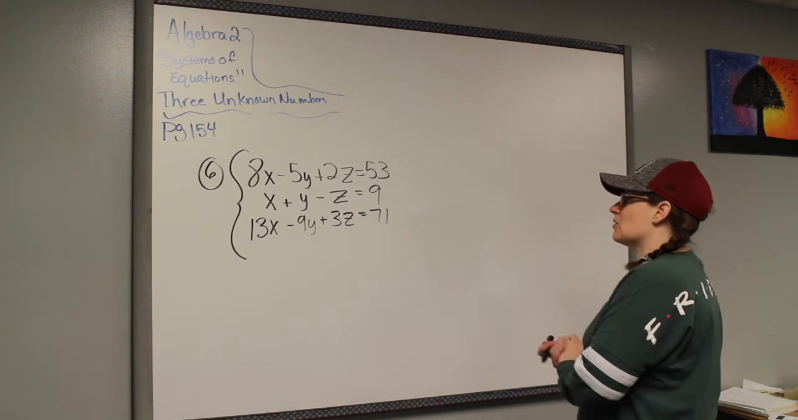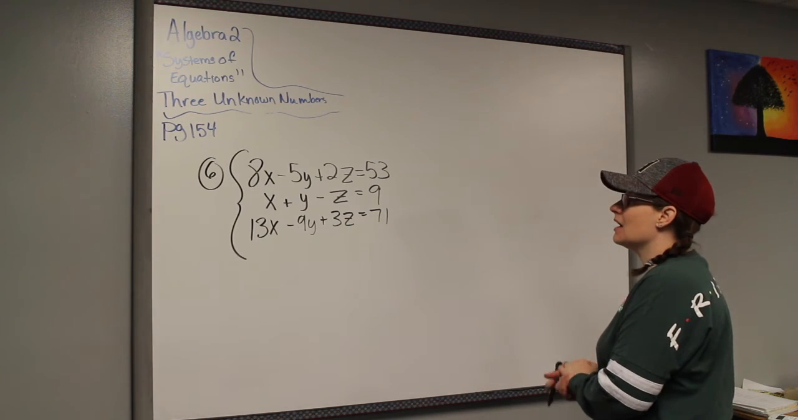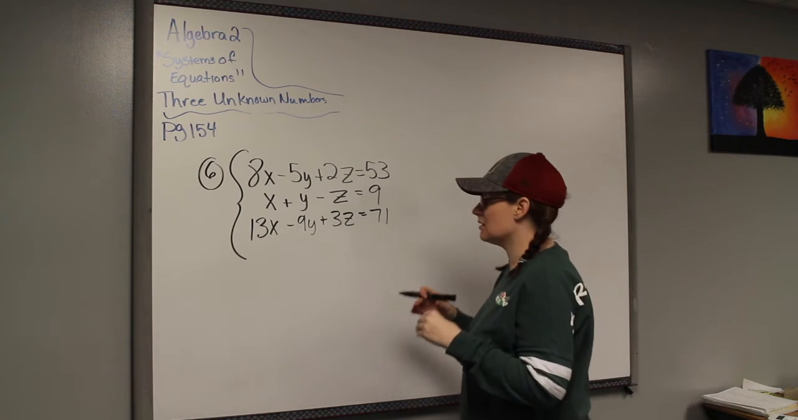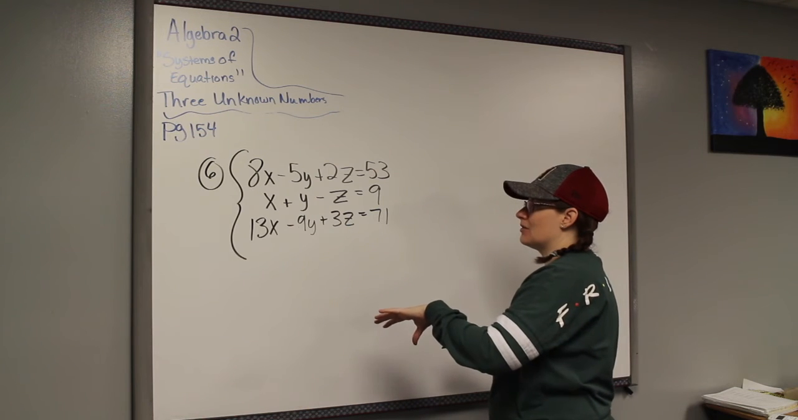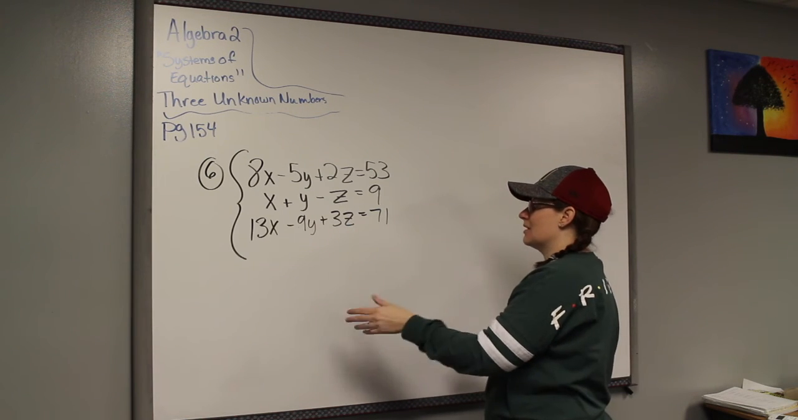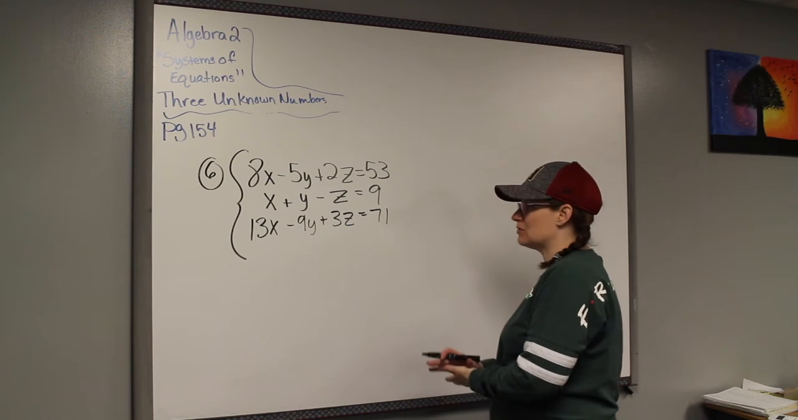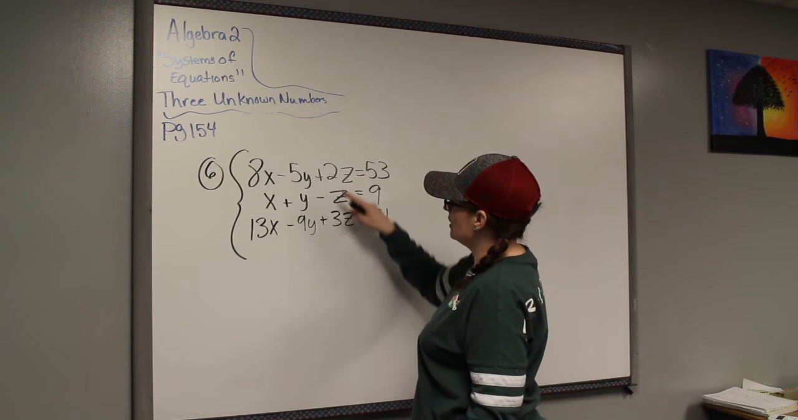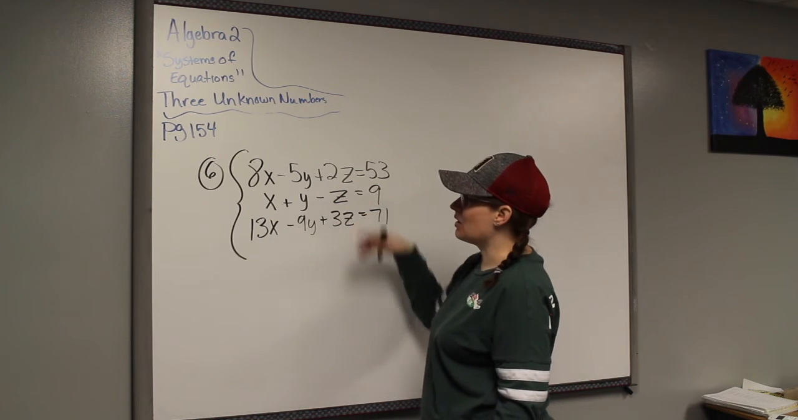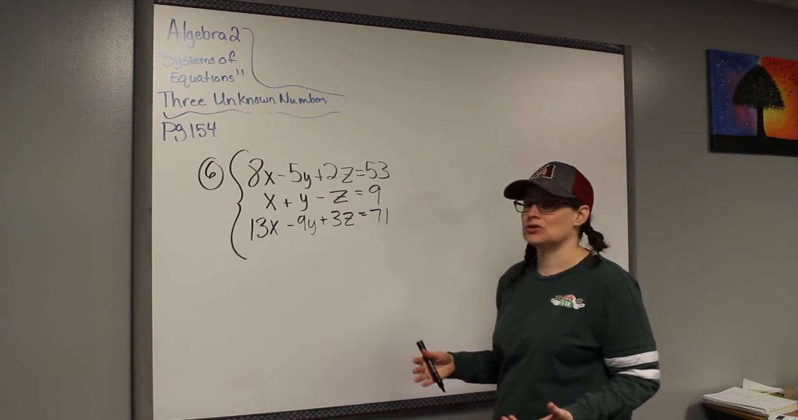But alright, 3 unknown numbers, x, y, and z. Again, we're going to take 2 of the equations and eliminate a letter, and then we're going to take another 2 and eliminate a letter, and then use those 2 to solve it. So in this case, my z's look like the smallest, I guess. So I'm going to try to eliminate them.